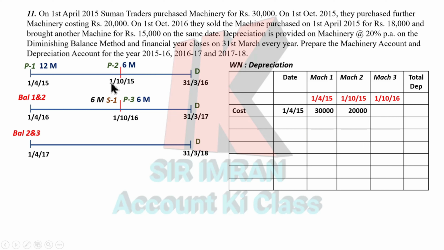Then we have to provide depreciation. Just we are checking the line. Okay. First asset 1 came, then 2 came. Then now at the year end we have to provide depreciation.